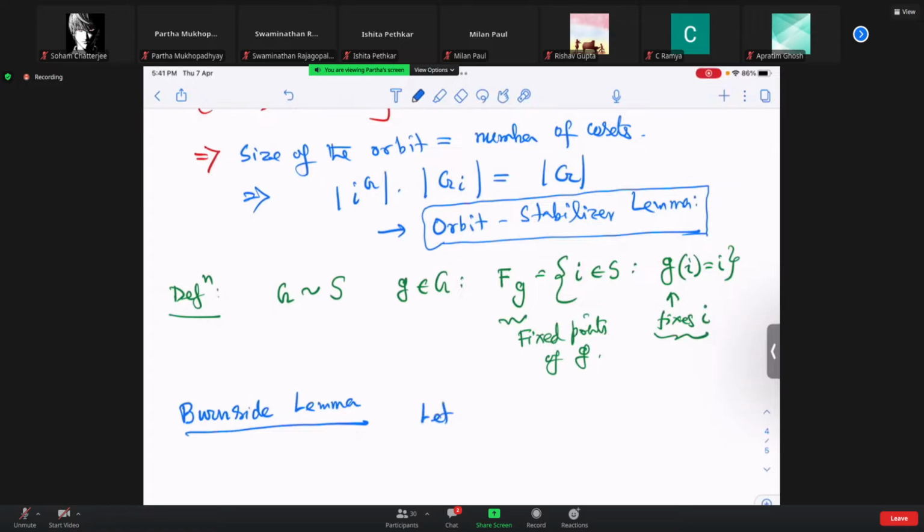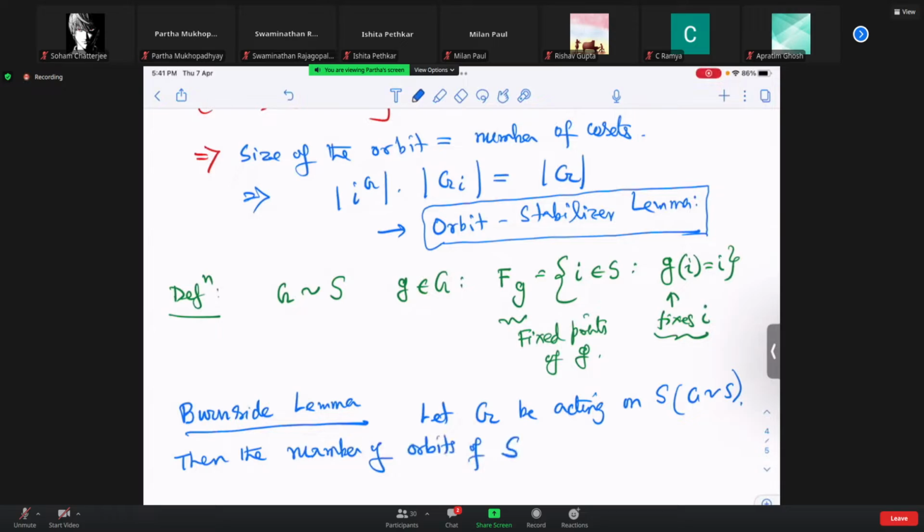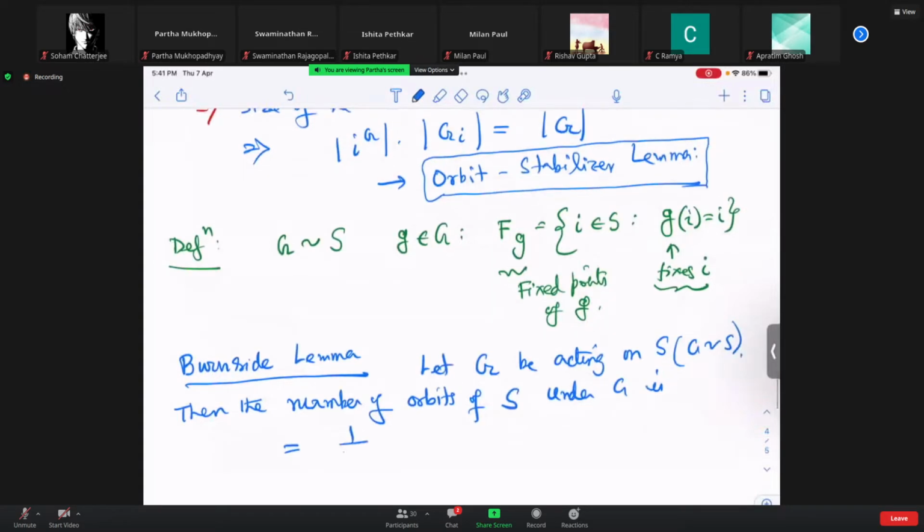So let G be acting on S. Then the number of orbits of S under G is 1 over |G| times the sum over g belonging to G of |F_g|.